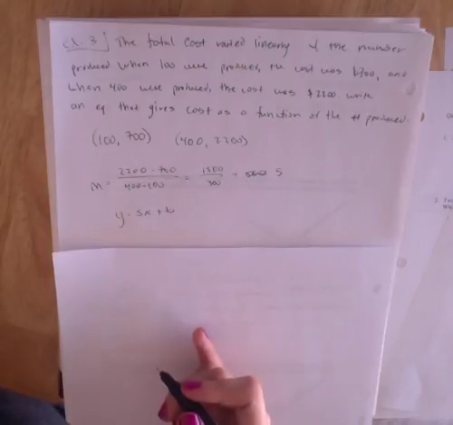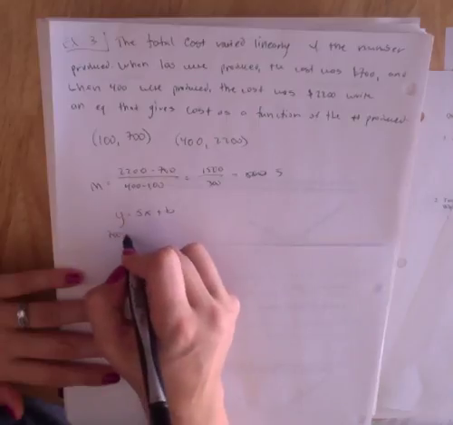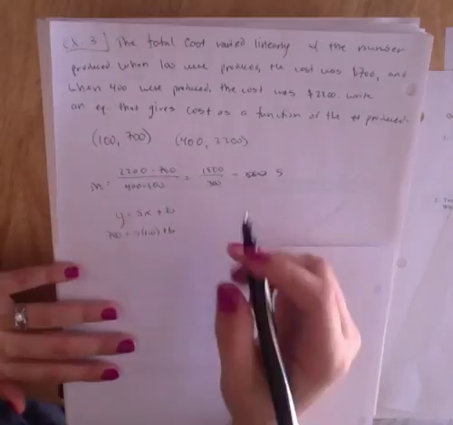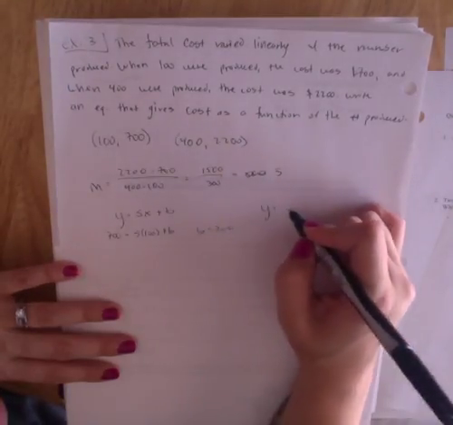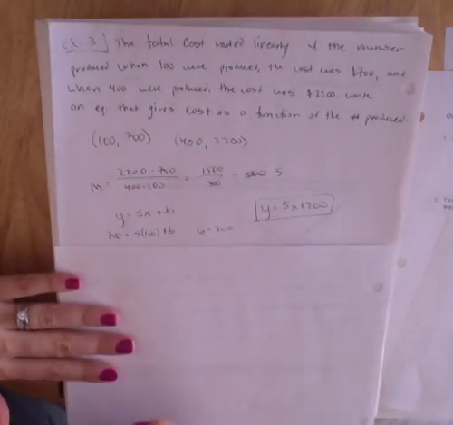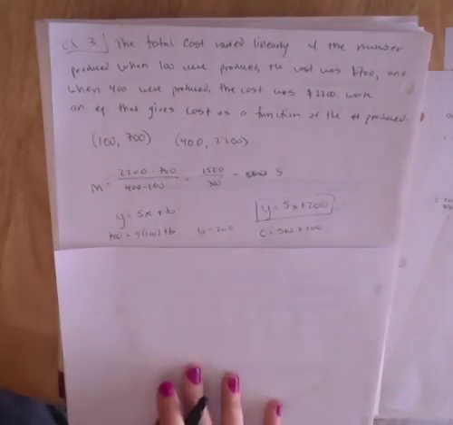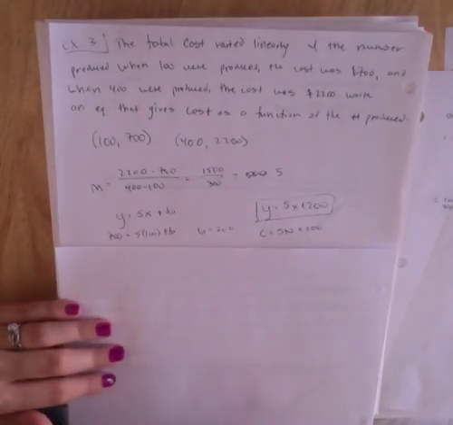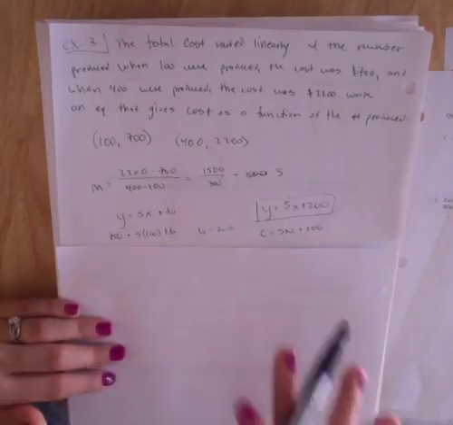And then I need to solve for b by plugging in one of my points. So I'm going to say 700 equals 5 times 100 plus b. So 700 minus 500 gives me b is 200. So my equation is y equals 5x plus 200. Now your book will write it as c equals 5n plus 200. C is the cost, n is the number produced. I don't care if you do that. You can use y's and x's, but just so you can recognize it, these are the same thing, just different variables. That's linear variation.